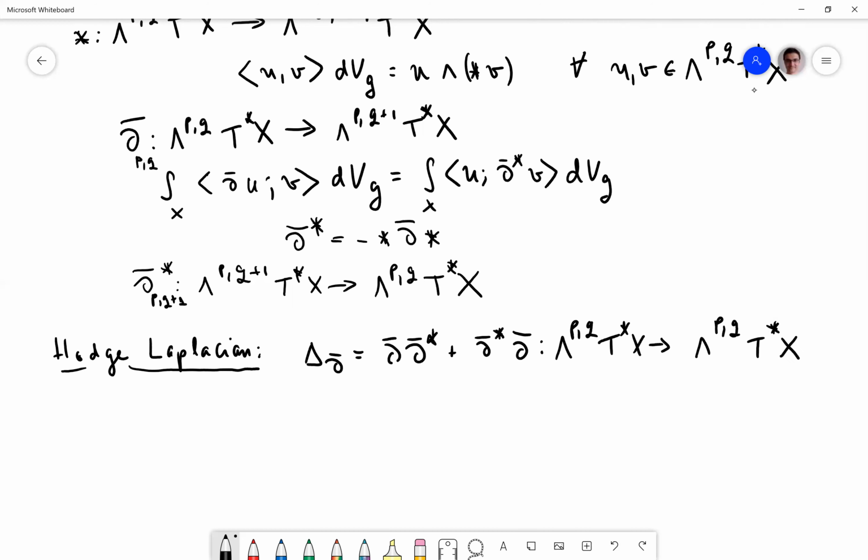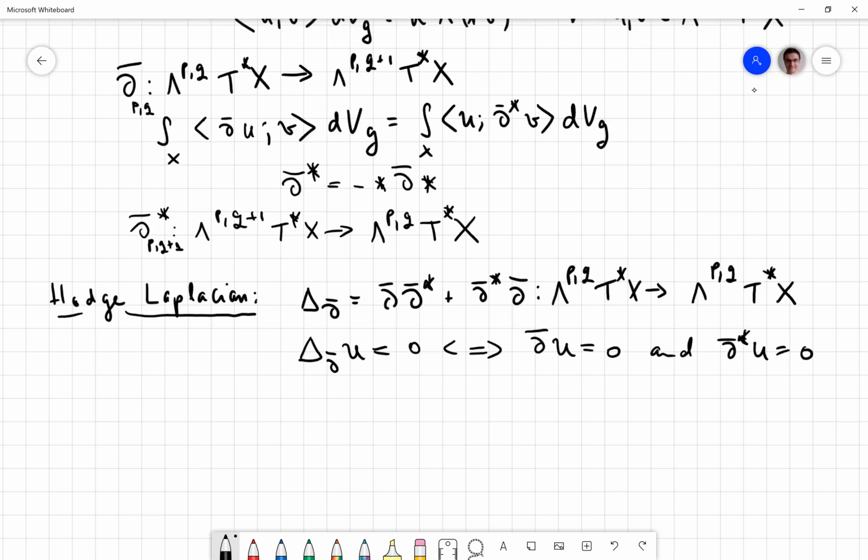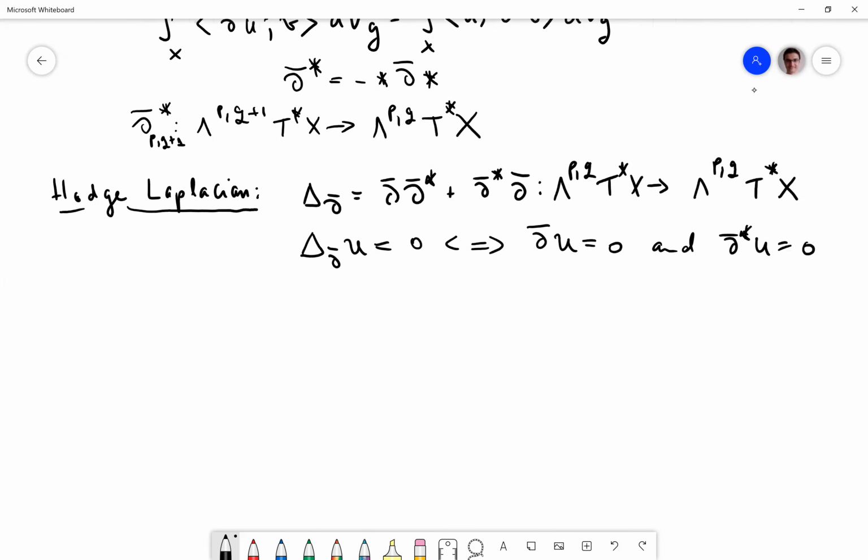Everything is complex valued here. And then similarly, for the same exact reason, the same exact thought process, the Hodge Laplacian of a (p,q) form u is 0 if and only if ∂̄u is 0 and ∂̄*u is 0. Okay.